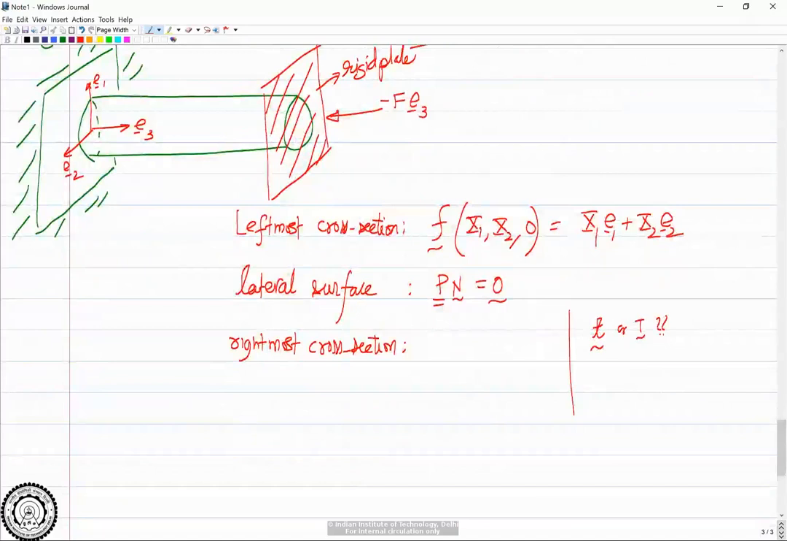You have to also remember that you have to specify the boundary condition for every point in the rightmost cross section. It is not that you give one boundary condition for the whole cross section; you have to state it for every point. Remember that you have to prescribe this for every point of the rightmost cross section.